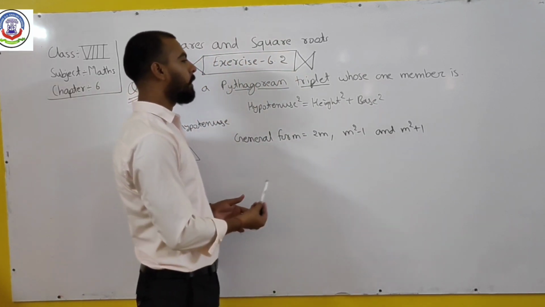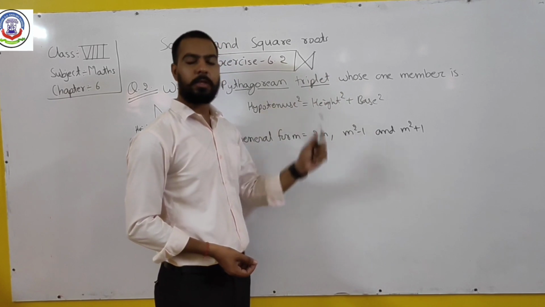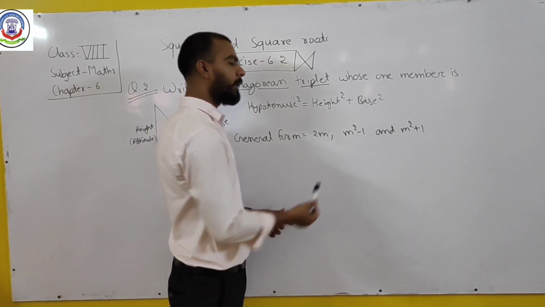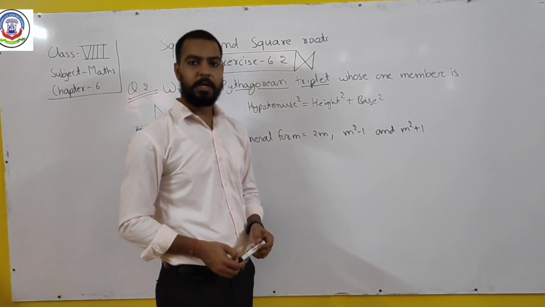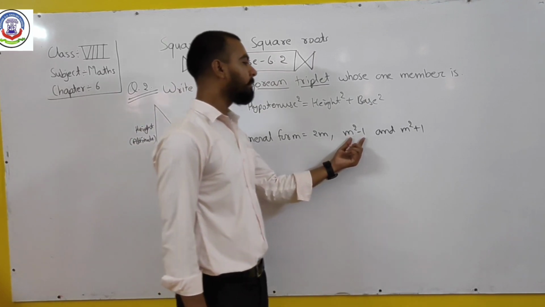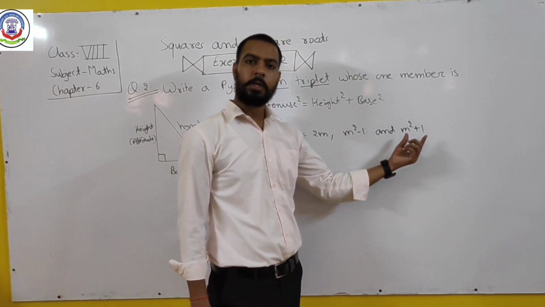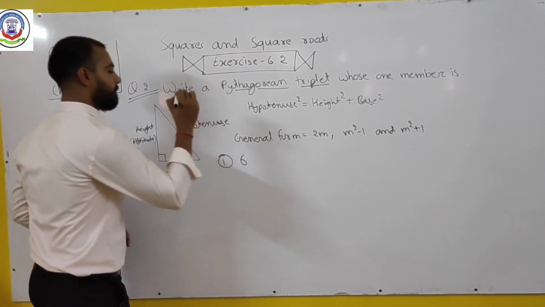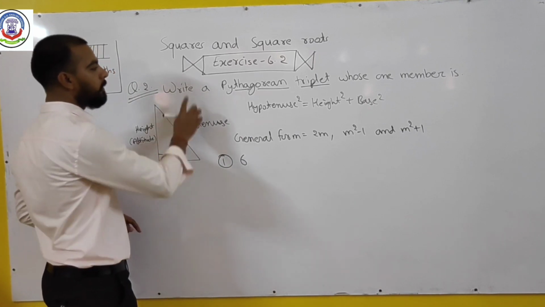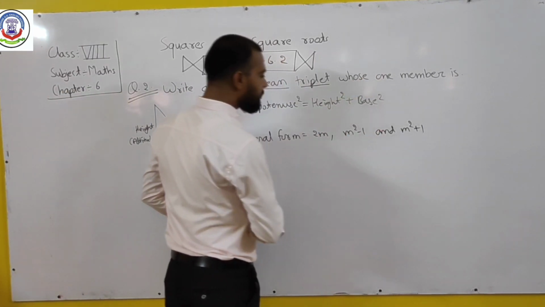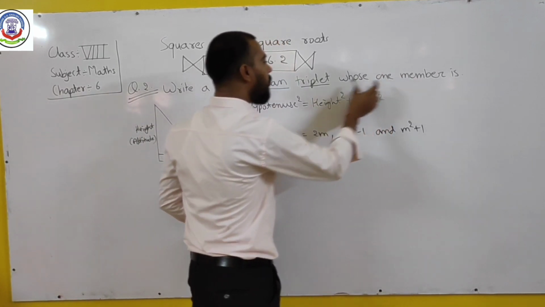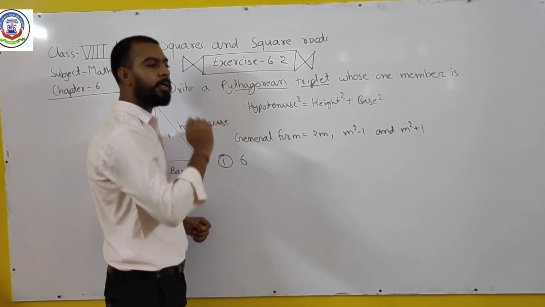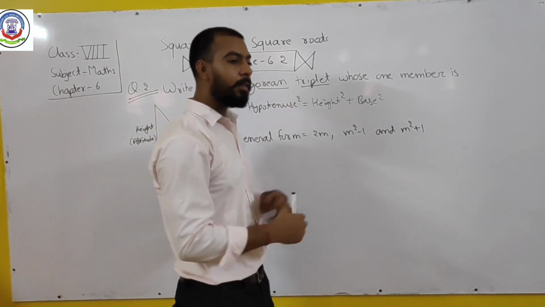Okay, whenever you are asked for a Pythagorean triplet, triplet means 3, that is, a group of 3 numbers. So here you have to find 3 numbers, whose general form is: first number 2m, then m square minus 1, then m square plus 1. Okay, so our first question is 6. That means 6 is one member of this triplet. There are 3 terms and 6 is one term of that triplet. We have to find the other 2.